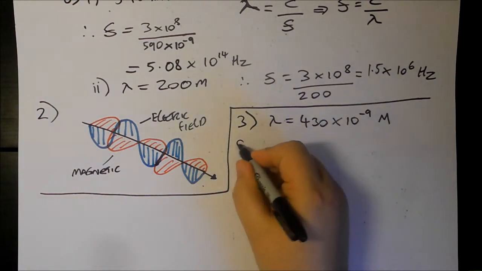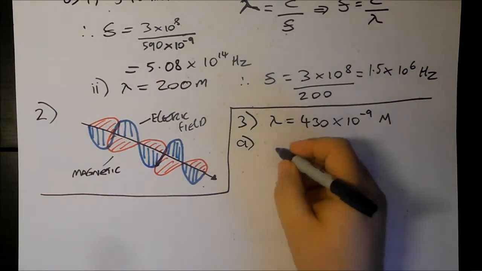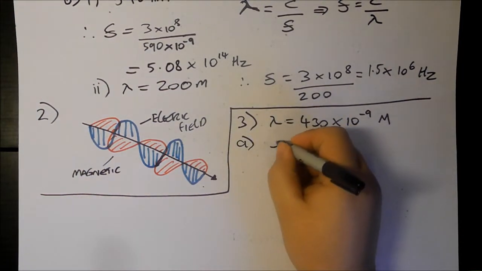It says part A, the frequency of the light. We need to calculate the frequency of the light. Oh, sorry, we know its wavelength. The frequency of the light of this wavelength. So it's the same question as we've got above. We can rewrite that out.